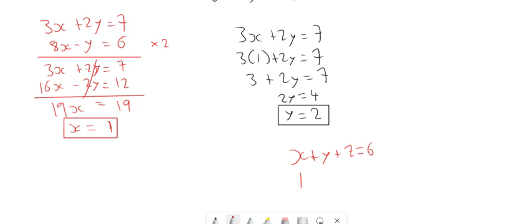Now x is 1, so I put in a 1, y is 2, and I leave the z in. 3 plus z is equal to 6. I can bring the 3 across, and z is equal to 3. Now I've worked out what x, y and z are, so I'm finished.